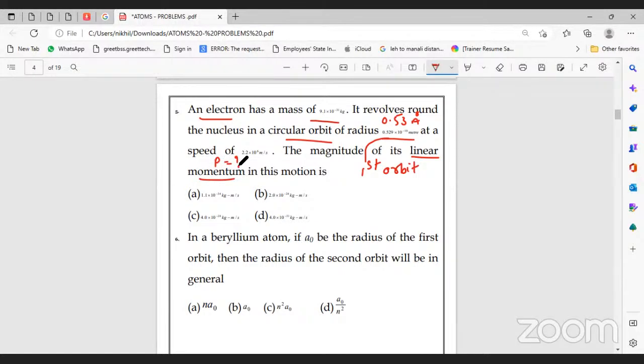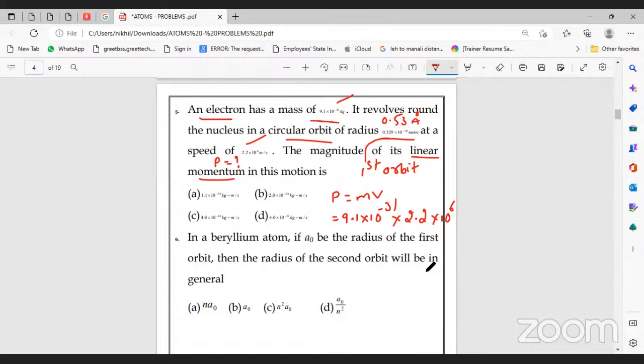A quite simple problem, students. You know that momentum is given by the formula mass into velocity. They have given mass 9.1 into 10 power minus 31. Velocity is given as 2.2 into 10 power 6. So what is the momentum equal to? 9.1 into 2.2, and 10 power minus 31 plus 6. If you just do that calculation, how much are you going to get?